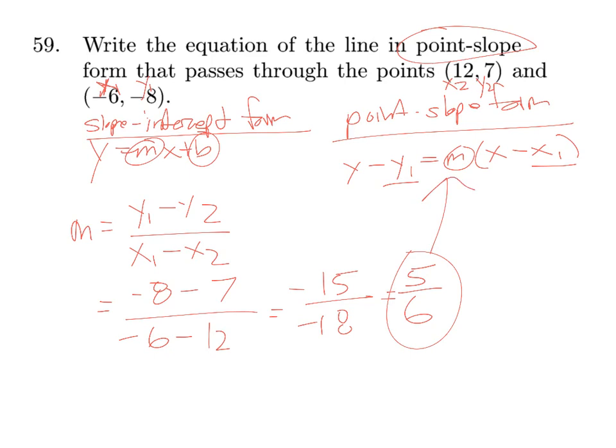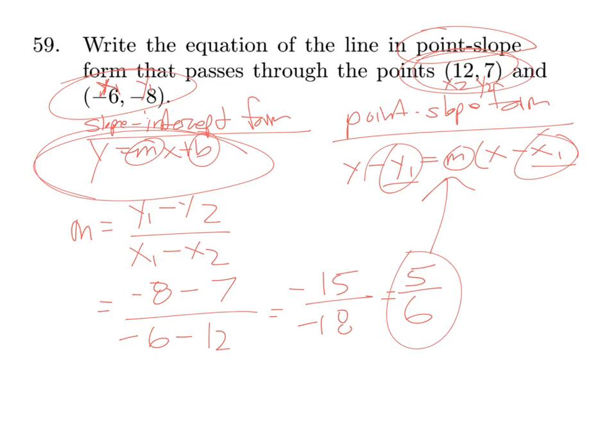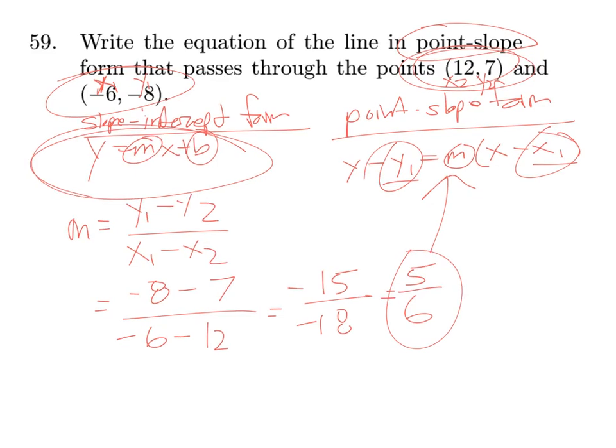Okay, so I take this, I'm going to plug it in, and now I just need these values. You could choose either point in this case for x1, y1. Plug it in, and you're done. The answers may look different depending on the choices that you make, but if you simplify it, you'll go back to this and get the same thing. So I just plug in the information. I'm going to use 12 and 7 in this case.